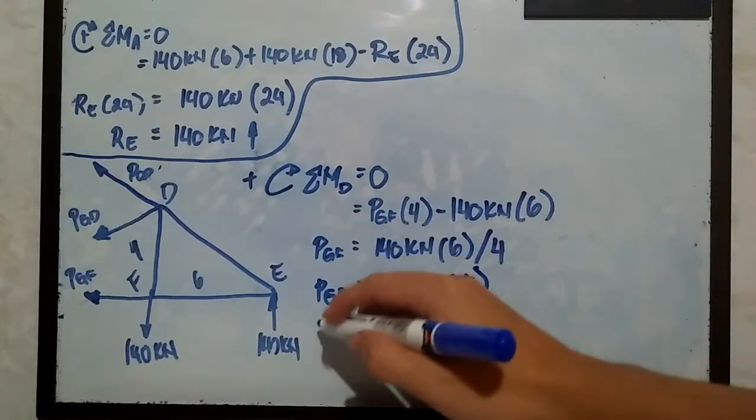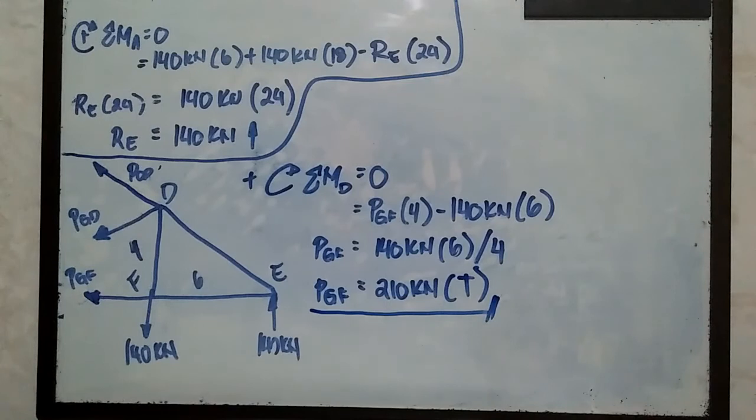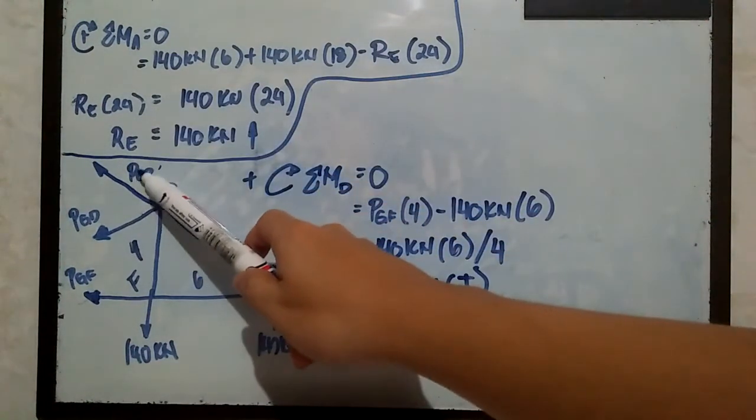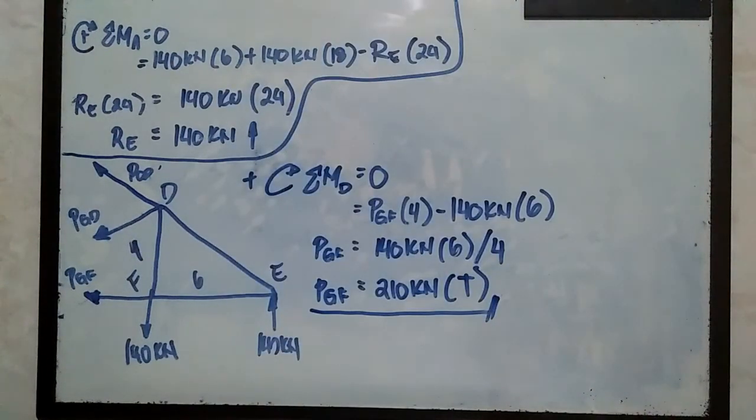Okay, so we already managed to solve for one. And the next process here is to solve for either P sub CD or P sub GD. So that would be part 2 of this lecture.